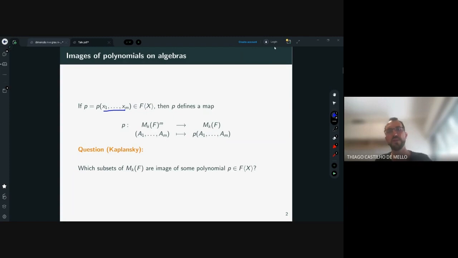So this kind of question was attributed to Kaplansky. You will not find any paper of Kaplansky where he explicitly writes this question, but people say it's from Kaplansky. And we are going to explore this a little bit more. So we want to consider this kind of problem. Given a polynomial, what is its image? For which subsets are they the image of some polynomial? And later I will consider the case in which the polynomial P is multilinear. What can we say about the image of a polynomial when it's multilinear?